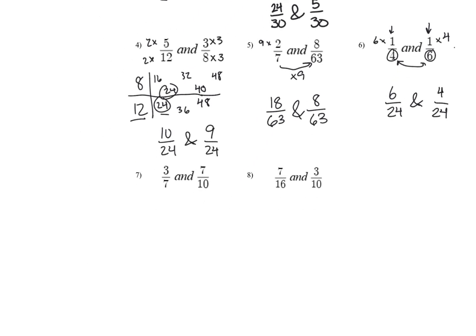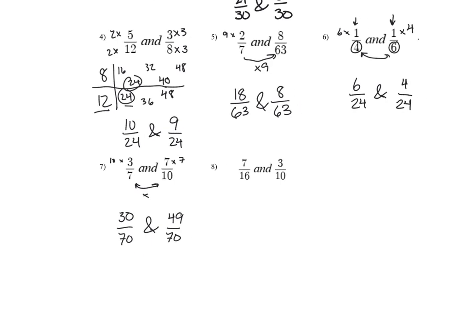Number 7, 7 and 10 don't share anything. So again, I'm going to just multiply these two together. 10 times 7 is 70. And again, we're going to multiply our numerators by the opposite denominator. So 7 times 7 is 49. 10 times 3 is 30.